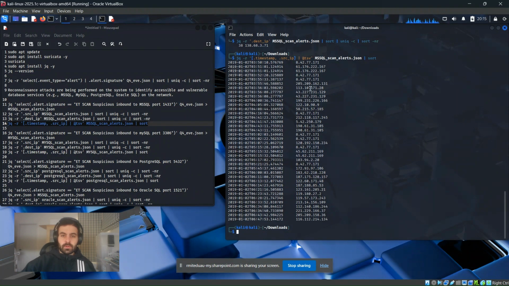So we have the few that were 2 at a time, that had 2 instances of alerts happening at almost the exact same times. So this could be a bot or a script performing these attacks. And then 8.42 IP coming in pretty consistently and frequently every couple of minutes.